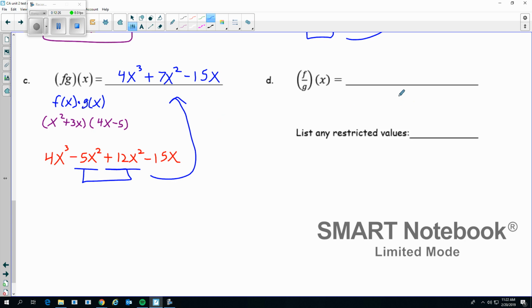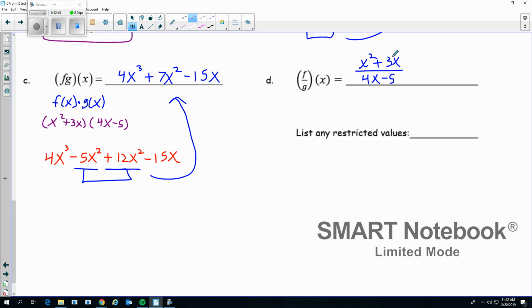Okay, last one, you just divide them, and there's really not much to it. You just write it down. Basically, you're going to be graded probably more on finding those restricted values, which isn't too difficult. The f function is x squared plus 3x, and you're supposed to divide it by the g function, which is 4x minus 5.